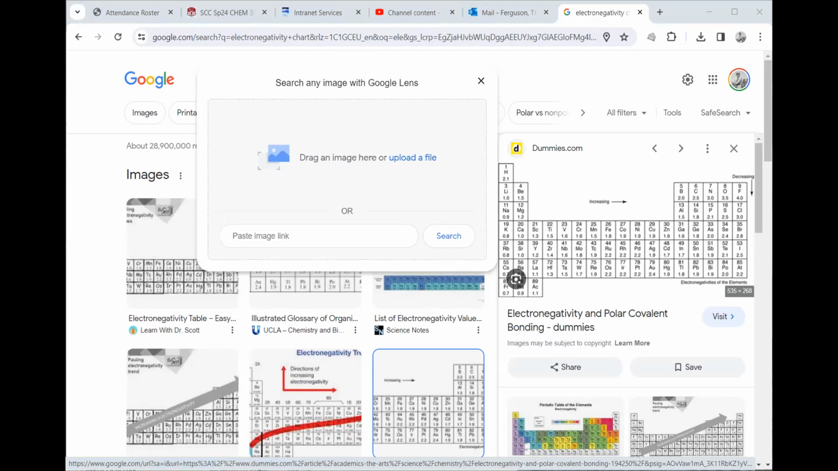So fluorine 4.0, and then bottom left, cesium and francium are 0.7. So basically, top right is the most electronegative, bottom left, least. Okay. And again, the definition of that is the tendency of one atom to attract another's electron cloud.